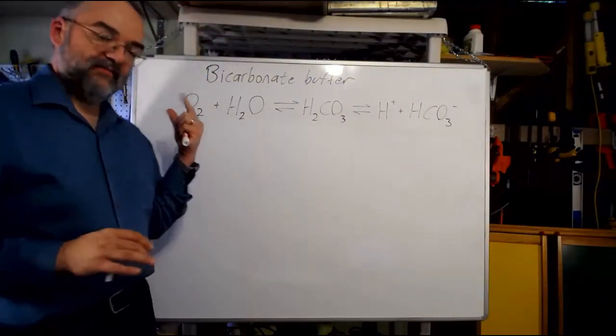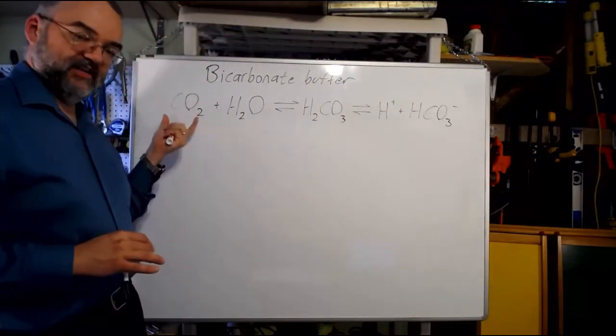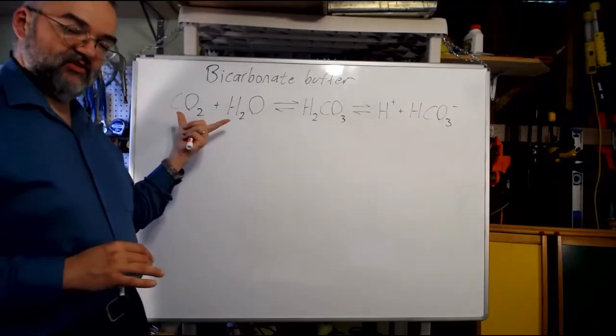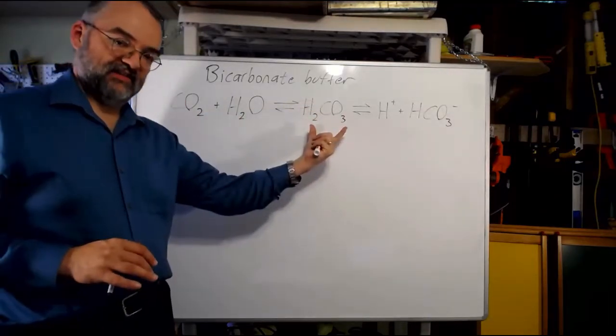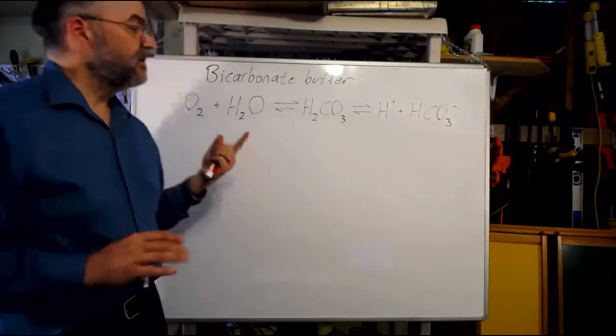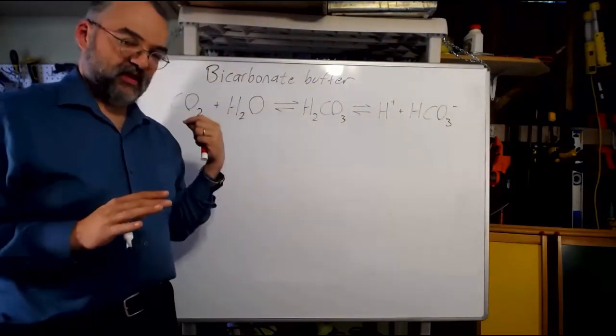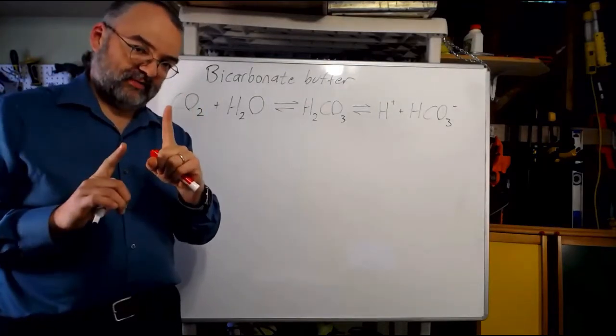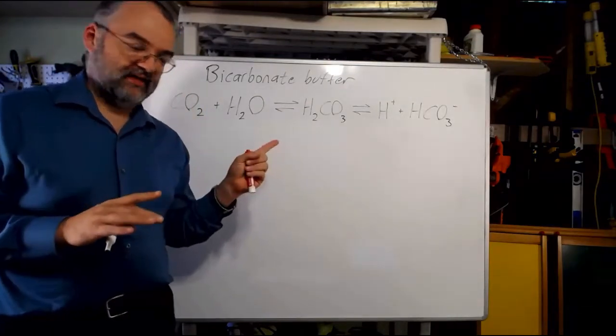Now, that means that if I put carbon dioxide in water, some of that CO2 will react with water to form carbonic acid, and that carbonic acid will tend to split up and form proton and bicarbonate. This is the full system, however, and we're going to talk about it a little bit more, and then we'll talk about how we usually simplify it.